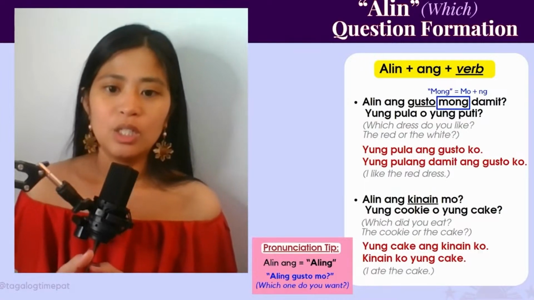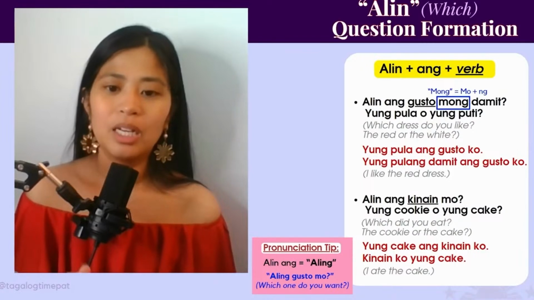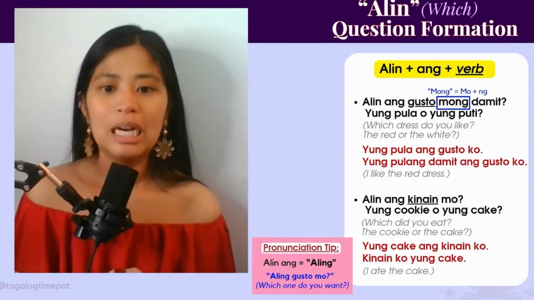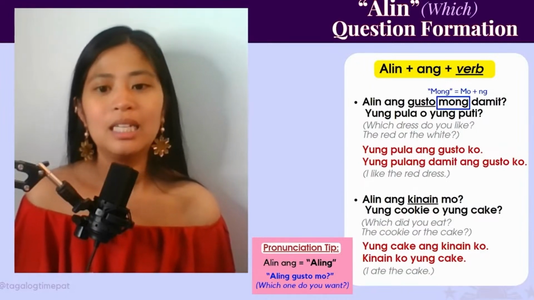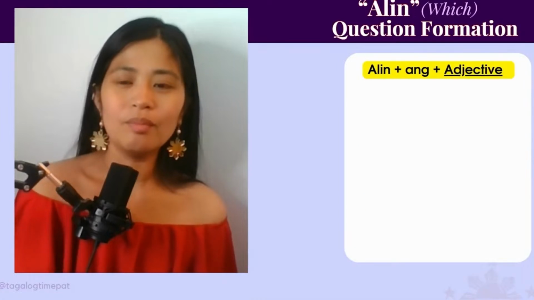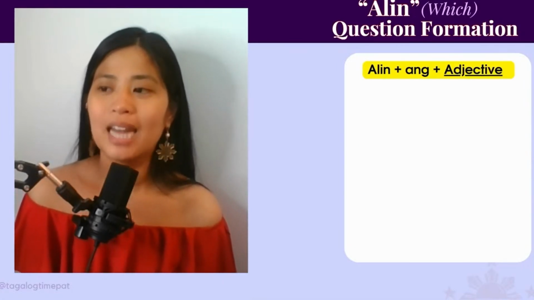And then, of course, you can always put things together. So, alin ang becomes aling. So, aling gusto mo? Alin ang gusto mo? Aling gusto mo? Now, alin plus ang plus an adjective.